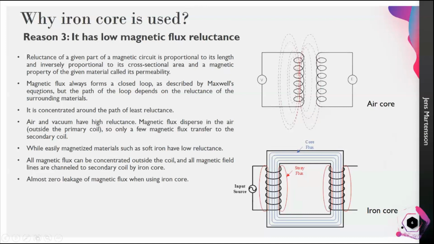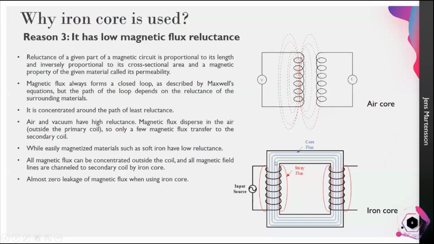So magnetic flux will concentrate around the path with least reluctance. Air and vacuum normally have high reluctance. So you can see in this picture, which is using air as the core, the magnetic field lines will be dispersed in the air outside the primary coil. So only a little magnetic flux can be transferred to the secondary coil.